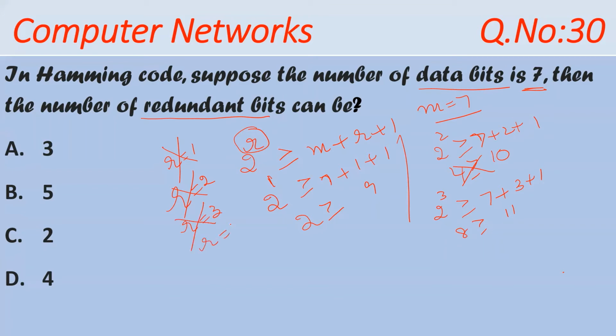Let us take r equal to 4. 2 power 4 is greater than or equal to 7 plus 4 plus 1, which is 12. 2 2s are 4, 4 2s are 8, 8 2s are 16. So 16 is greater than or equal to 12, and this is satisfied for us. So the redundant bits r is equal to 4. So the answer is this one: the number of redundant bits can be 4.